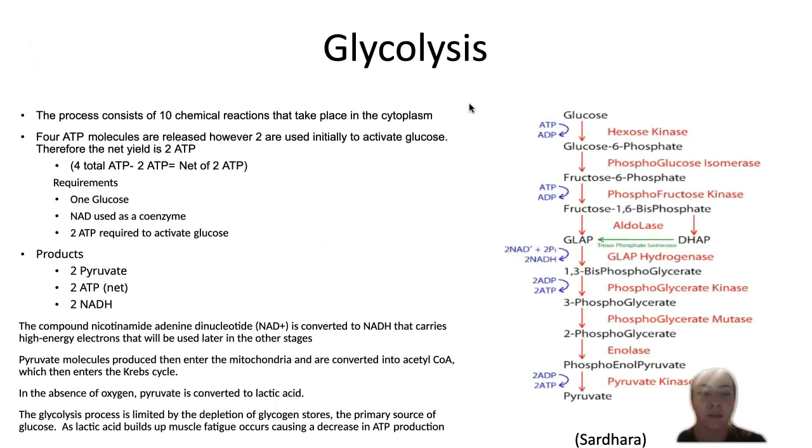So glycolysis, this is the first step. This process consists of 10 chemical reactions that take place in the cytoplasm. It splits 6-carbon glucose molecules into 2 3-carbon pyruvate molecules. Then the glucose is broken down into 2 pyruvate molecules, which is pyruvic acid. The energy released during the breakdown of glucose is captured and stored in the ATP.